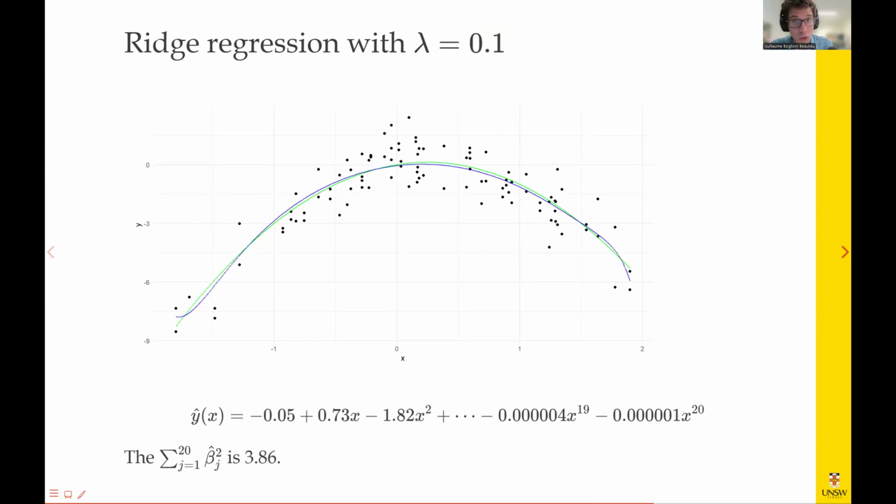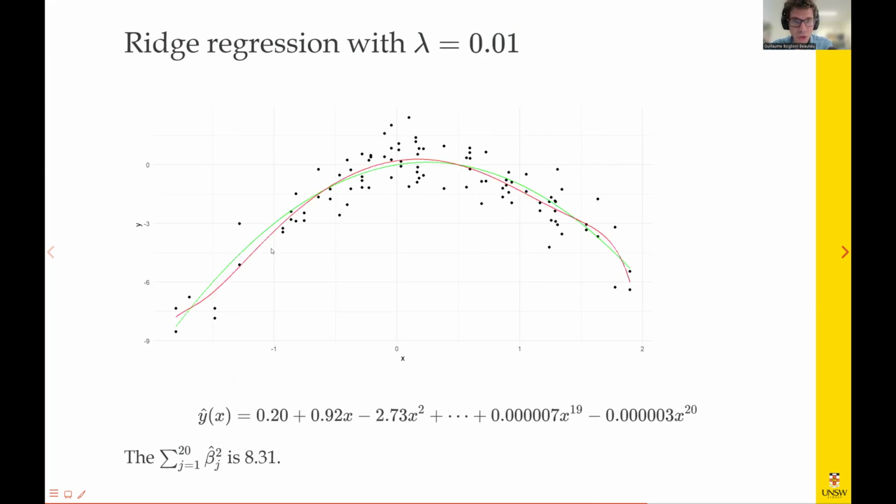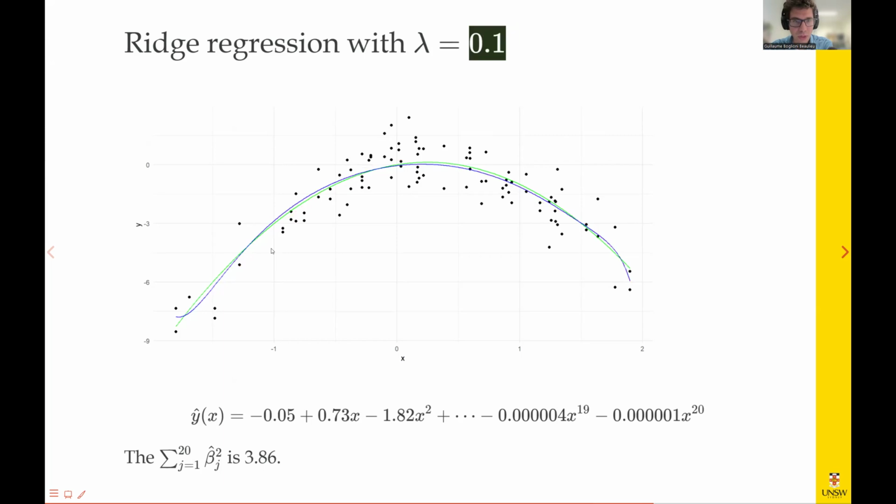Lambda equals 0.1, so a slightly bigger penalty. Maybe it's a bit better, but it's a bit hard to really decide which is best. But it does look like lambda equals 0.1 is doing an even better job. So this blue line, which is the fitted line under the ridge, is close to the real line, which is the green one. And again, some coefficients are now extremely small. And you see now the sum of the betas is much smaller.